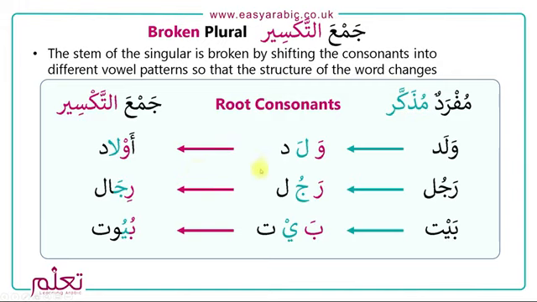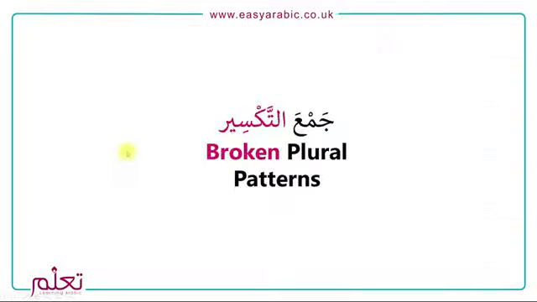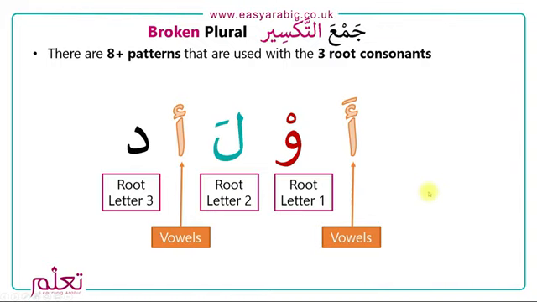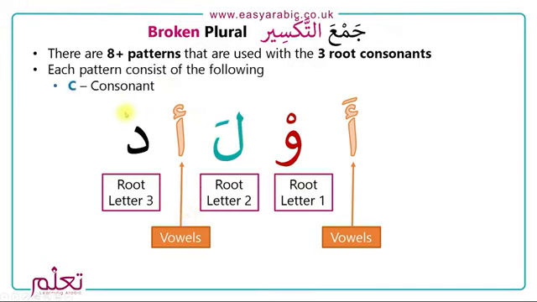And I think it's far easier, rather than trying to remember the patterns, to actually learn as you learn your vocabulary, you will learn the new words. But what I'm going to do now is go through each one of these different patterns and explain how they work. So the broken plural patterns, we'll go through these. There are 8+ patterns that are used with the three root consonants. And each pattern consists of two things. The first one is your consonants.